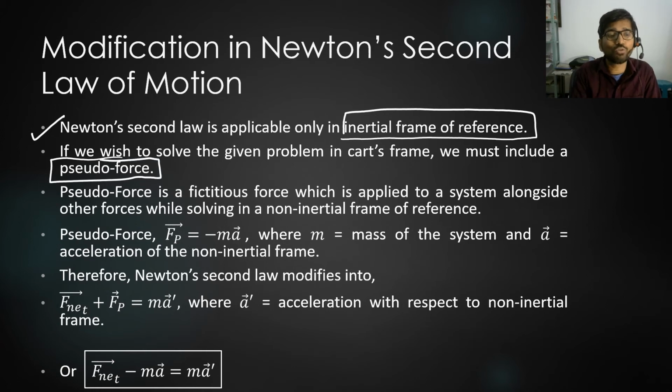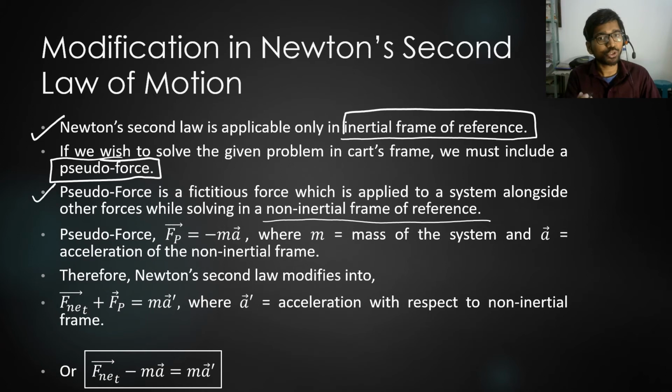And what is this pseudo force? A pseudo force is a fictitious force. It is not a real force, which is applied to a system while drawing its FBD alongside other forces while solving in a non-inertial frame of reference. Okay. And what will be the value of this pseudo force? Pseudo force will be equal to minus the mass of the system times the acceleration of the accelerated frame of reference.